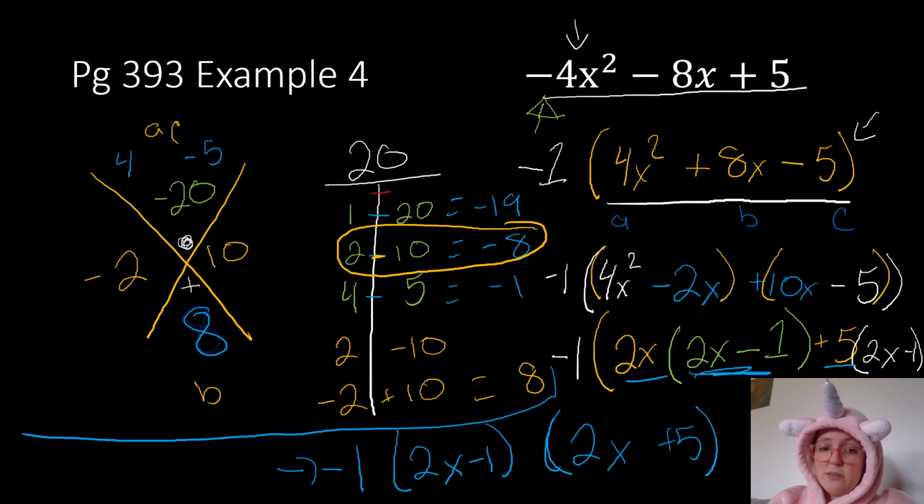All right, so this little -1 is just going to hang out in front. So if you have a negative a value, you just want to factor out a negative first. Always check for a GCF. You should always be checking for a GCF. But making sure if you've got a negative, pull that negative out first.